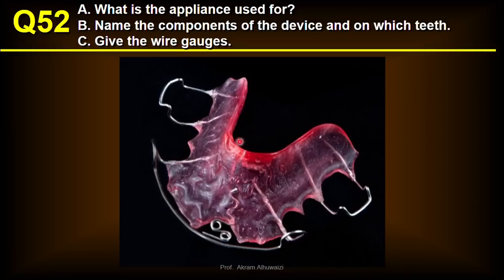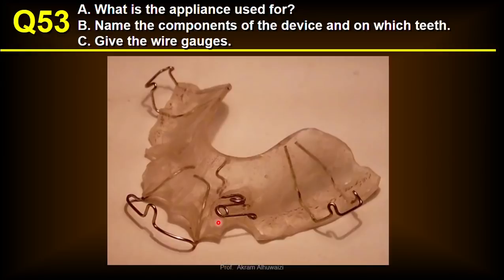What's the appliance used for? In this case, you would notice there's a Z-spring and there's a Howe's arch, so most likely this is designed to derotate an anterior tooth, probably the central incisor, by a couple force system. Name the components of the device and which teeth they're seated on. On the 6s, there are Adams clasps on both 6s, and there's a Howe's arch, and there's a Z-spring on the central. The gauge of the wire is 0.7, 0.7, 0.5 mm hard stainless steel wire.